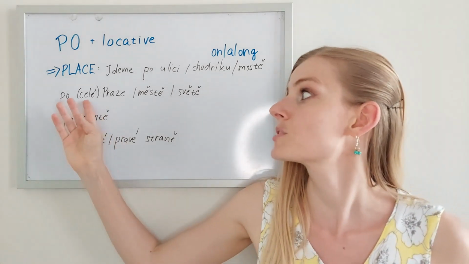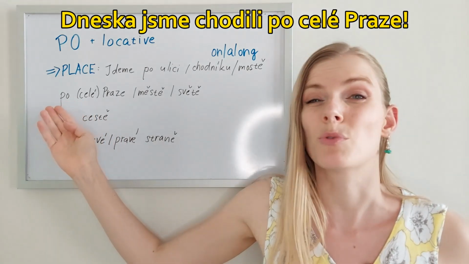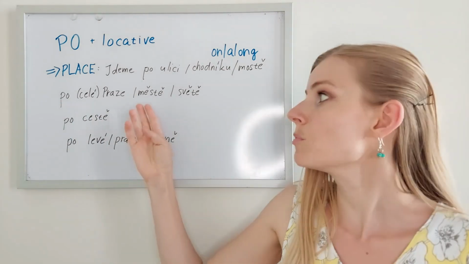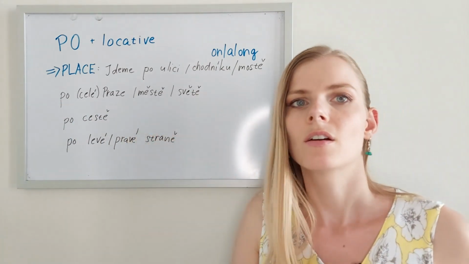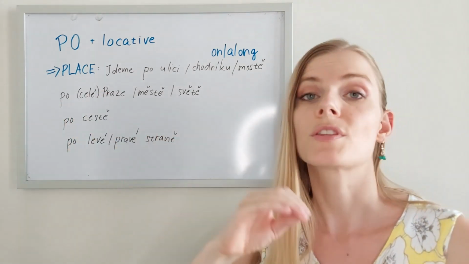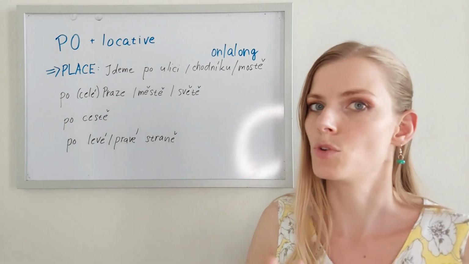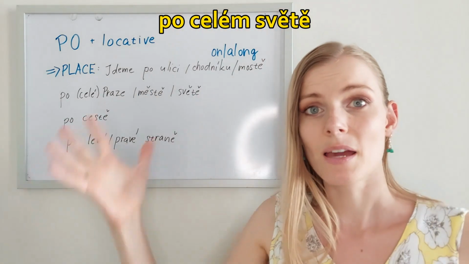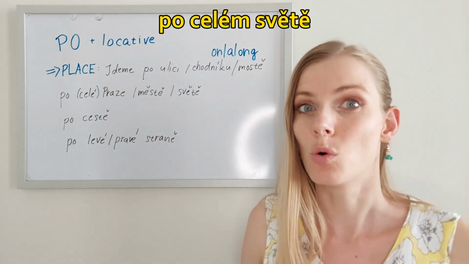You can add po celé. Dneska jsme chodili po celé Praze. Today we walked around the whole Prague. Or po městě, around the city. And again you can say po celém městě, around the whole city. Po světě, around the world. Po celém světě, around the whole world.